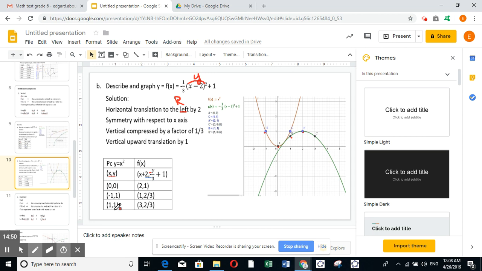And if you have 1, 1, the last one, it will be 3. Minus 1 over 3 plus 1 is 2 over 3. So the symmetry of the point C is C prime. So the green curve is the image of the red curve.